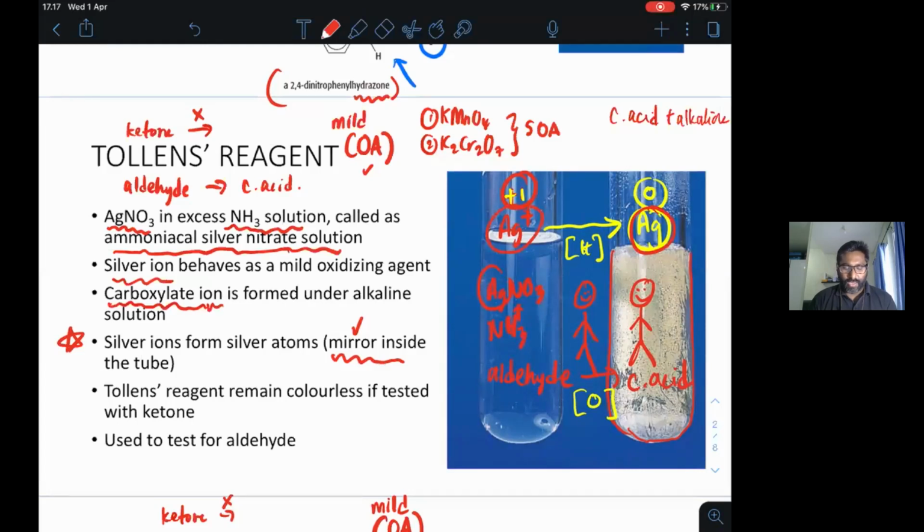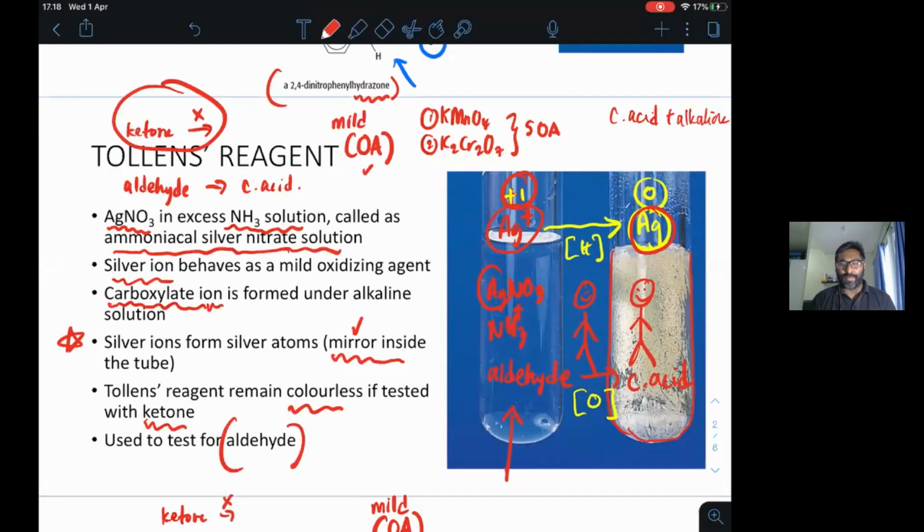So with Tollens' reagent, if you test with ketone, it does not get oxidized. Tollens' reagent, silver nitrate, is colorless, and ammonia is also colorless, so it's going to remain colorless. So it's going to be a negative result. But if you have aldehyde, the result is going to be positive, giving you the silver mirror effect. So it's a test to identify aldehyde.